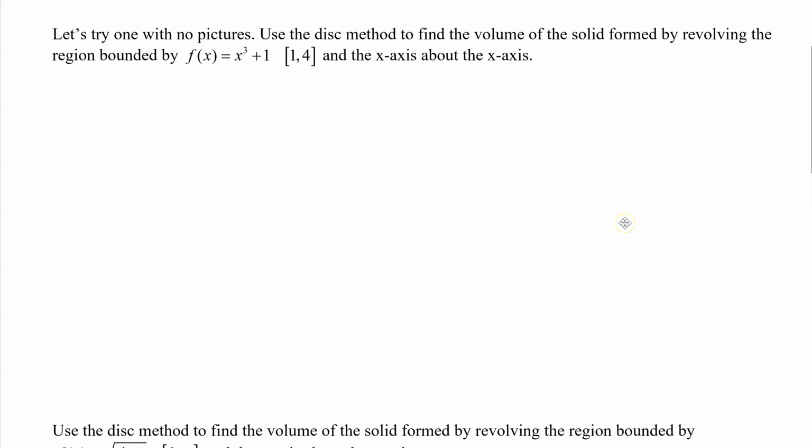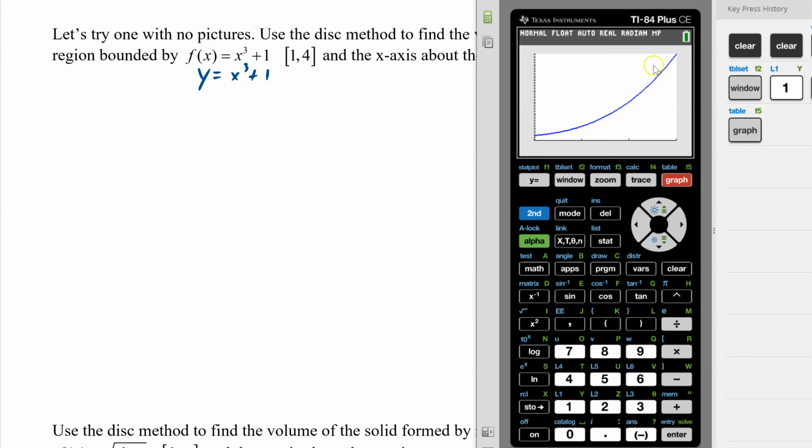Alright, so now we're going to actually start with no picture this time. We have to do all of it ourselves. So our function is y equals x cubed plus 3. I like to first change this function to a y equals. So we know our a is 1 and our b is 4, hopefully, but we need a picture in order to do that. So what we're going to do is take our calculator and make this picture.